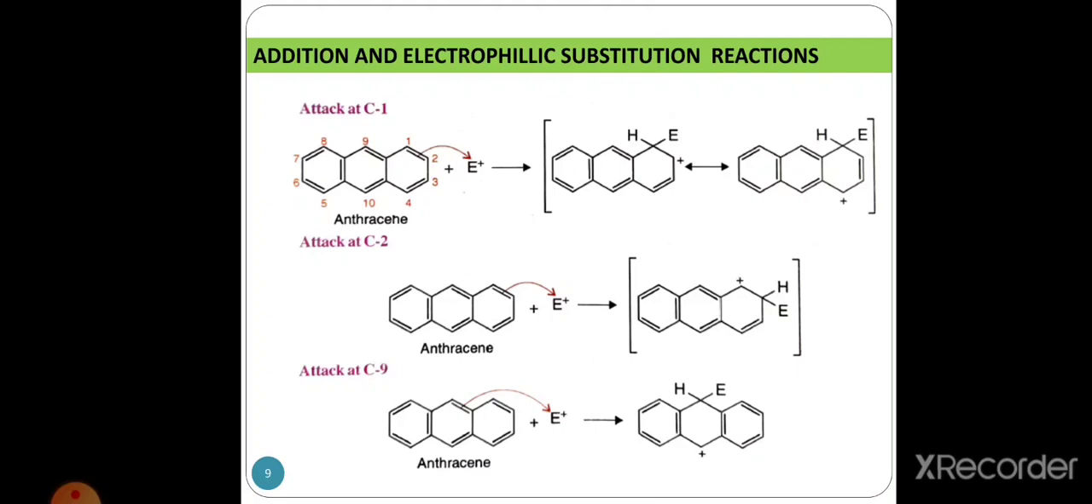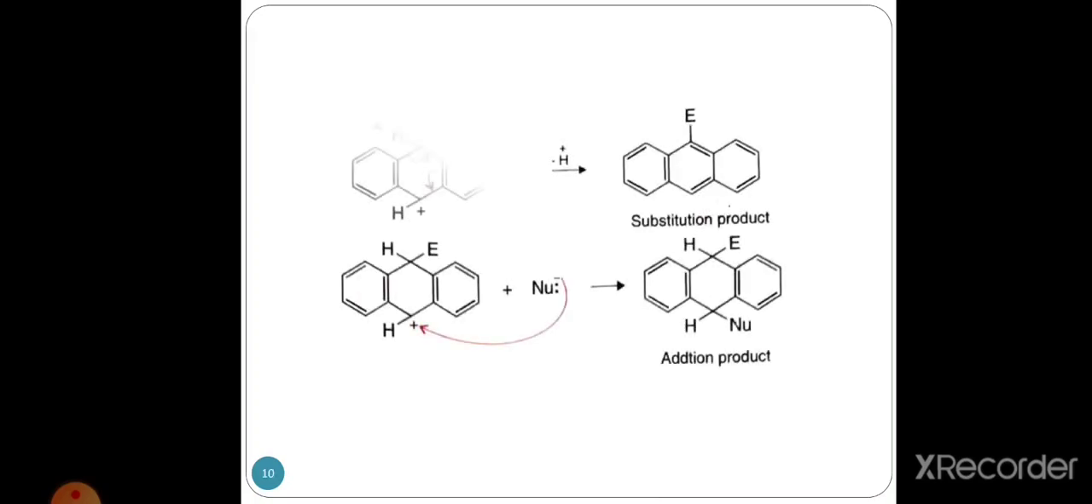This carbonium ion intermediate can lose a proton to give the corresponding substitution product, or it can react with a nucleophile to form the 9,10 addition product. These reactions represent the nucleophilic substitution reaction of anthracene.